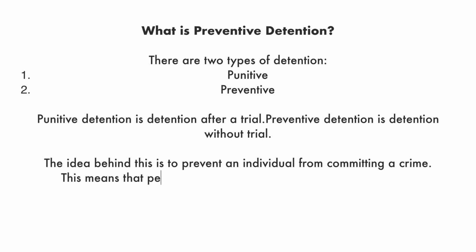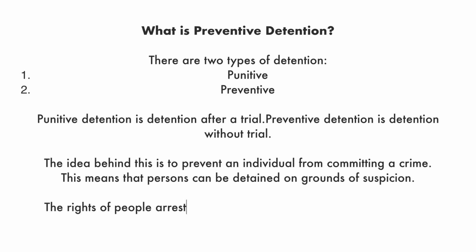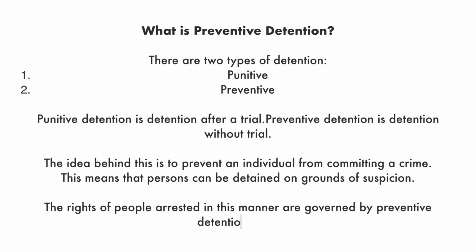This means that persons can be detained on the ground of suspicion. किसी पे शक है. For instance, हमें लगता है कि this particular person is planning some dangerous activity, for instance, some terror attack. तो हम उसे उस suspicion पे arrest कर सकते हैं. So ऐसे लोग जिनका arrest suspicion के basis पे होता है उनके भी rights का ध्यान रखा गया है and they are governed by preventive detention laws.